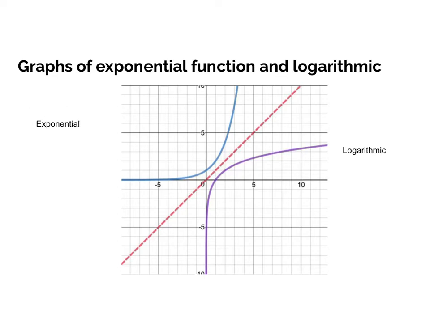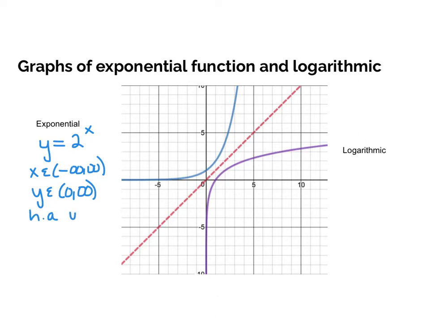On Thursday and Friday, we started talking about the relationship between exponential and logarithmic functions. What we see here graphed in blue is the exponential function y equals 2 to the power of x. The domain for all exponential functions is all real numbers. And your range is y is greater than 0. Again, we use the parenthesis because we have a horizontal asymptote when y equals 0.